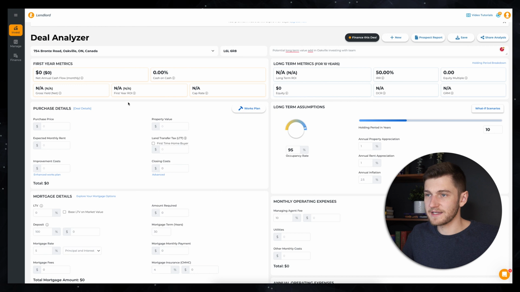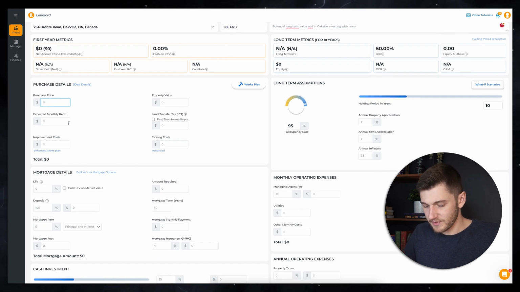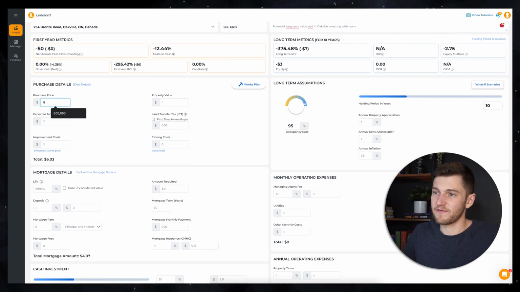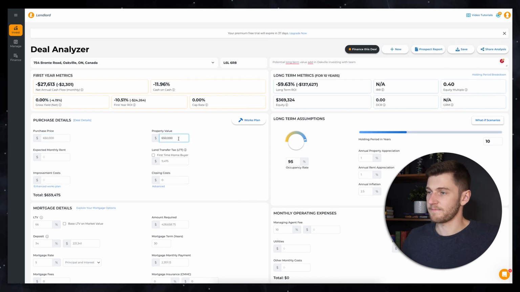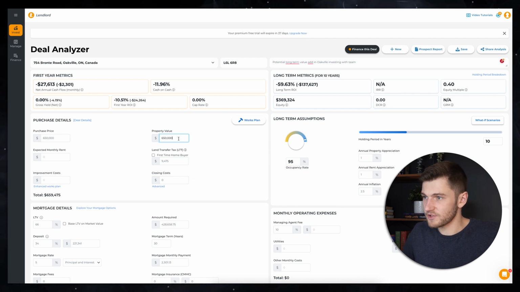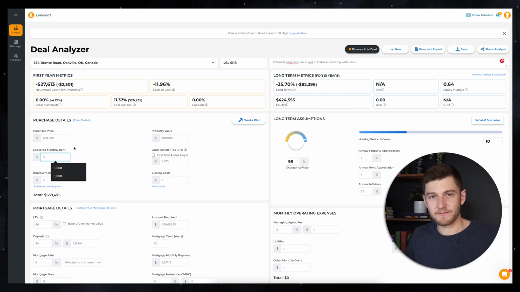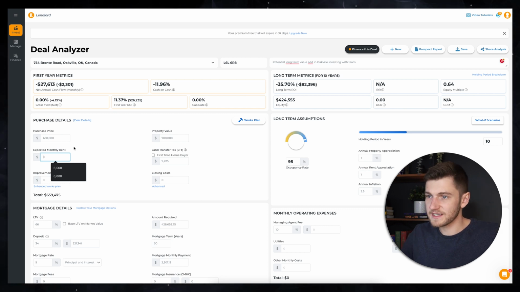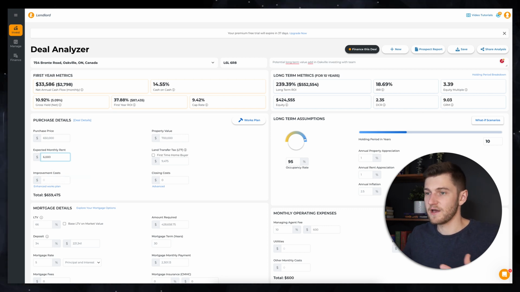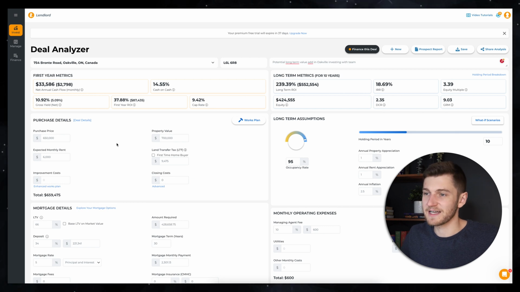All right, the first one is the purchase price. So let's say you're able to pick this thing up for $650,000. All right, but the property value, let's say, is 700,000. Let's just say in this fictitious example, right? So 650,000, property value 700,000. All right, fine. From here, expected monthly rent. Let's say this is a triplex. Each one is going to be rented out for $3,000 a month. So $6,000 in monthly rent would be a good starting point for this example.